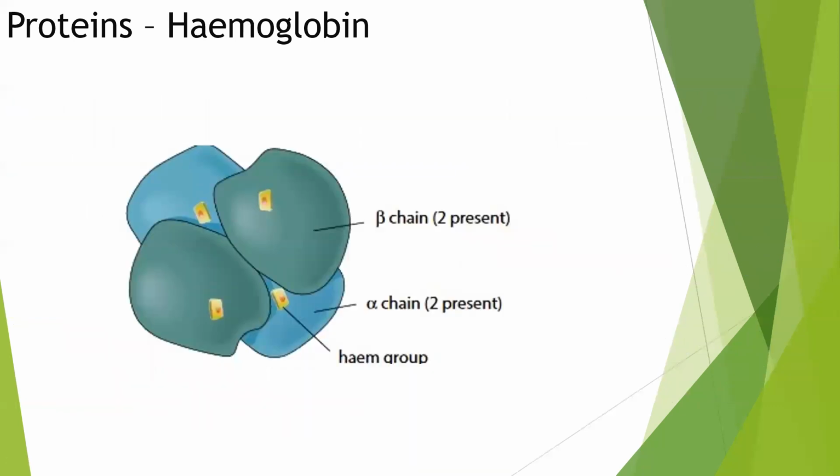So this is what I'm talking about. This is the simplified structure of hemoglobin. So there are 2 alpha chains, 2 beta chains, and a heme group is present at each polypeptide.